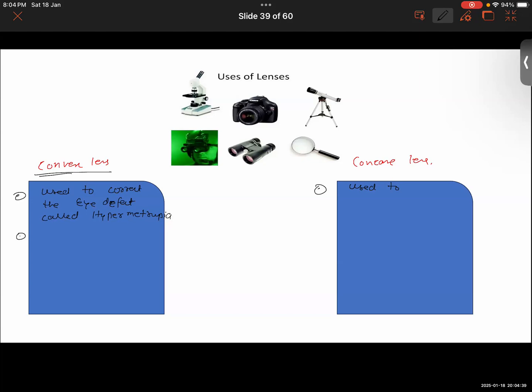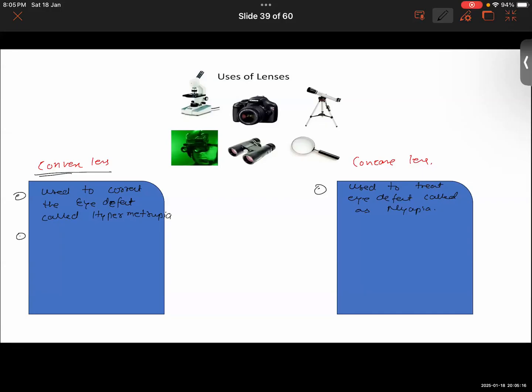Now talking about the concave lens, it is used to treat an eye defect called myopia. In this one, the person will be able to look at objects that are kept nearby very easily, but won't be able to look at objects that are kept far away. Just remember that they are used for curing hypermetropia and myopia respectively.